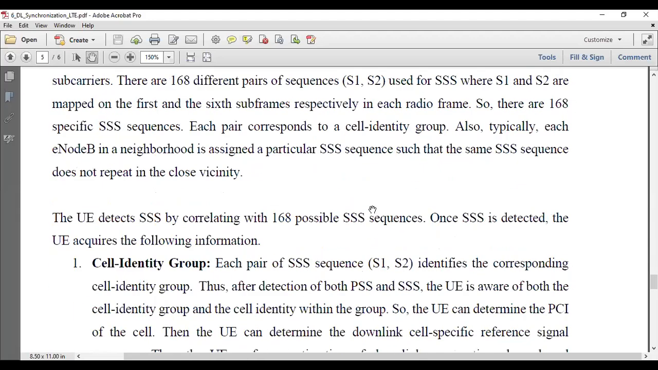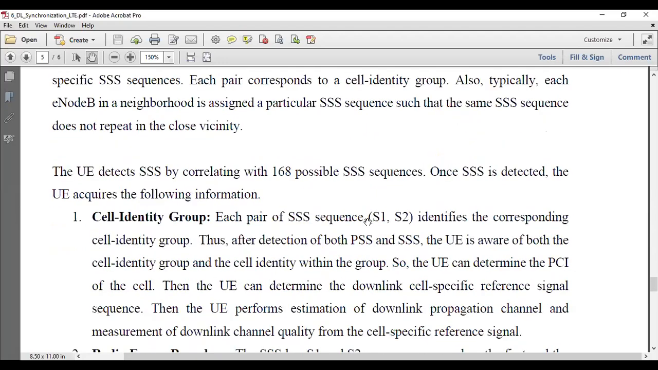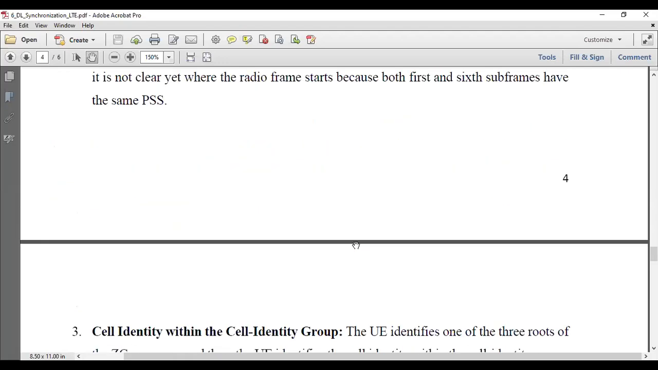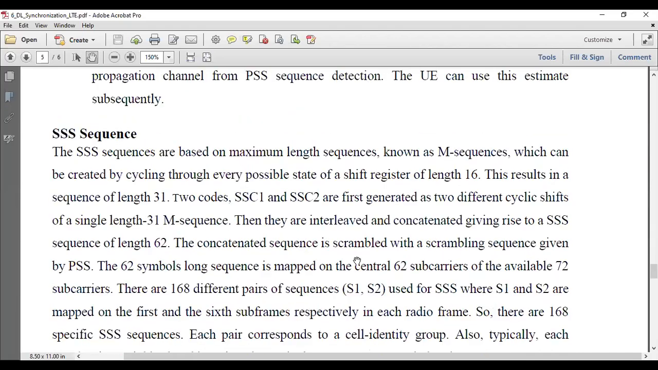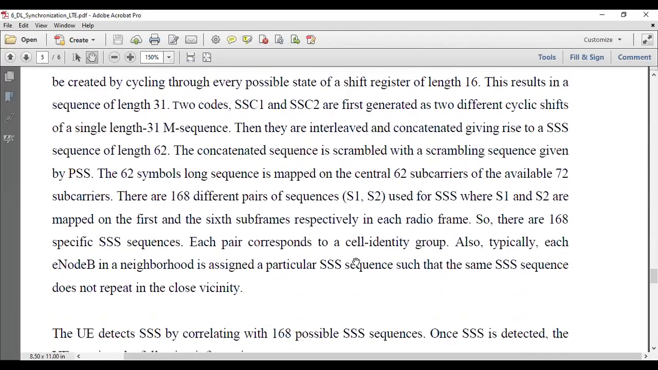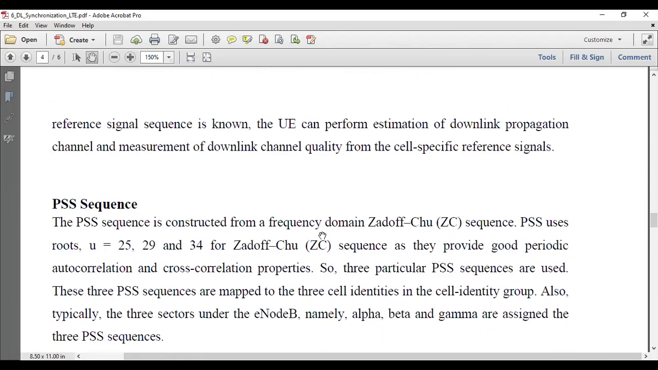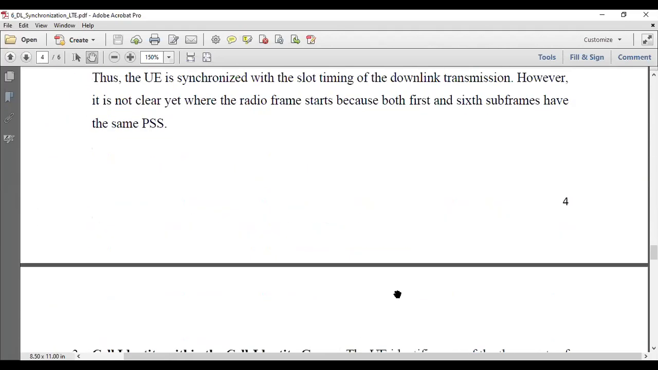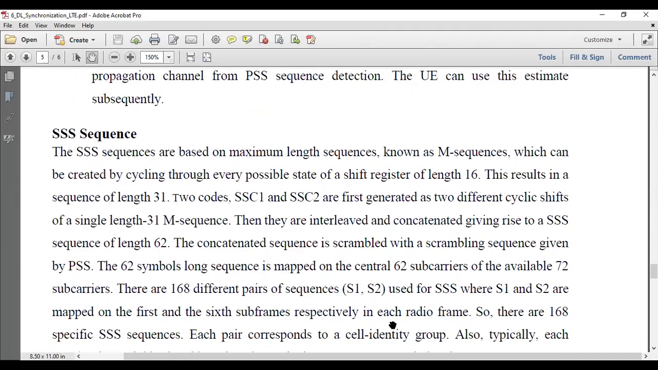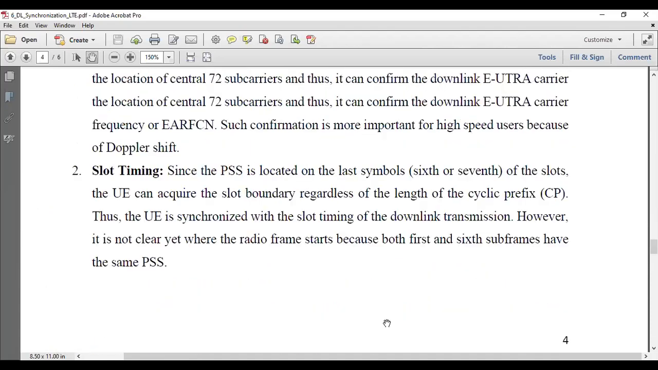So now you again start correlating. This time there will be quite a few different variations. It's not just three. You have many different variations possible. So you have to check with many of them until you get a correlation peak. You have to keep checking. So that increases the correlation process. But now you know the location.